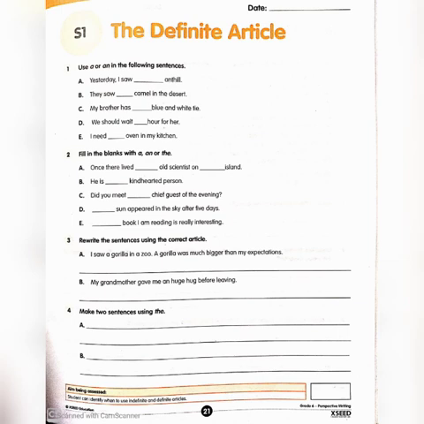Use a or an in the following sentences. Yesterday I saw an ant hill. Ant hill is starting with the vowel sound 'a', so that's why we are using 'an ant hill'. They saw a camel. Camel is starting with 'k', that is a consonant sound.